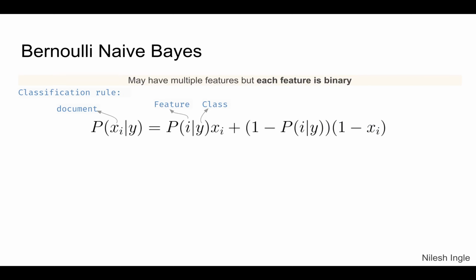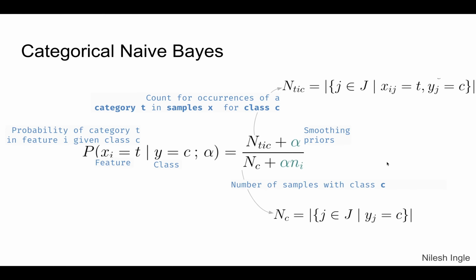Now, for Bernoulli naive Bayes, generally the features would have binary values, and this is the classification rule for the Bernoulli naive Bayes, which is p of xi given y is equal to p of i given y, where i is the feature, y is the class, into xi plus 1 minus p of i given y into 1 minus xi. Now in the categorical naive Bayes, this is again the equation we have in the middle.